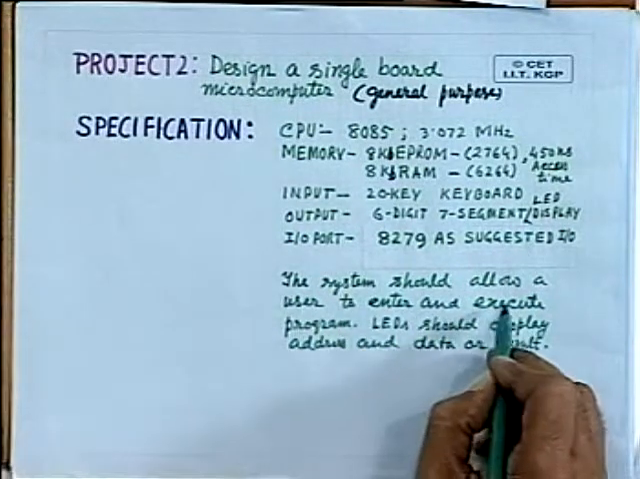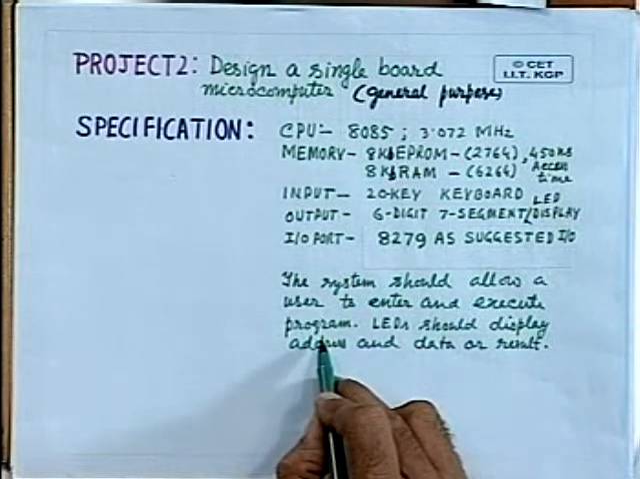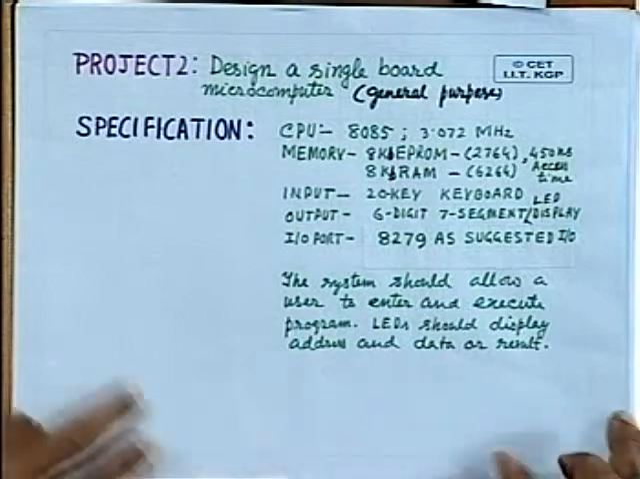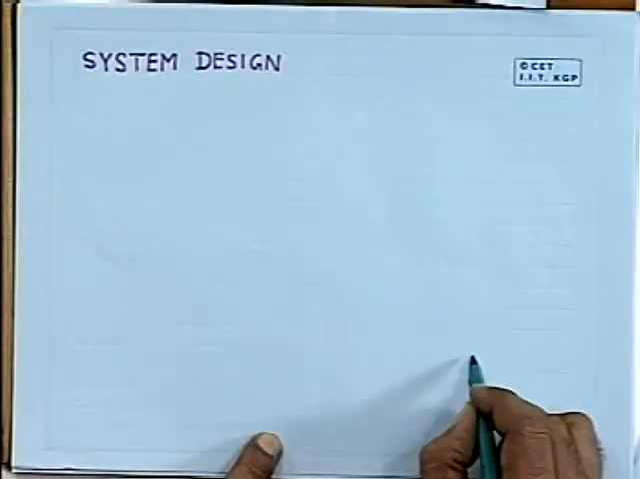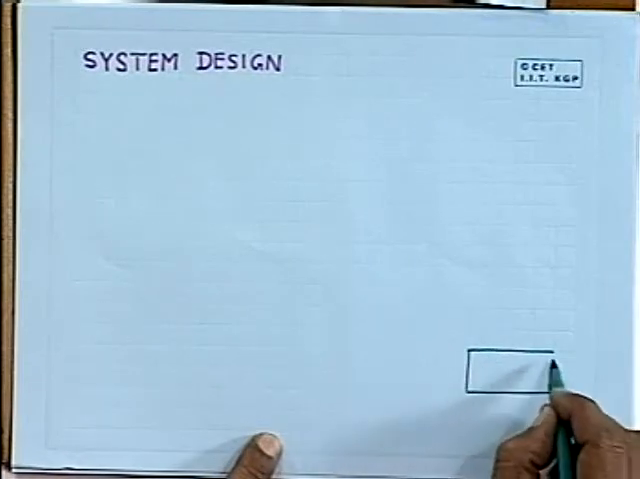And the system should allow a user to enter and execute a program. LEDs should display address and data or result. Let us see how we perform the system design. So in this case again we start with the peripheral side, that is the common practice. First thing that you have to do is interface the keyboard.